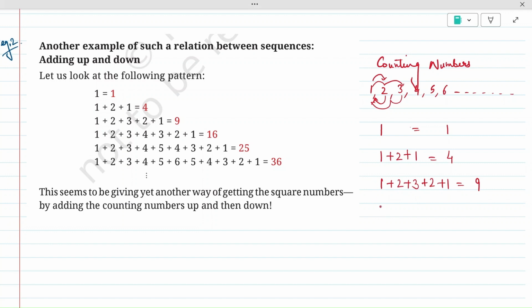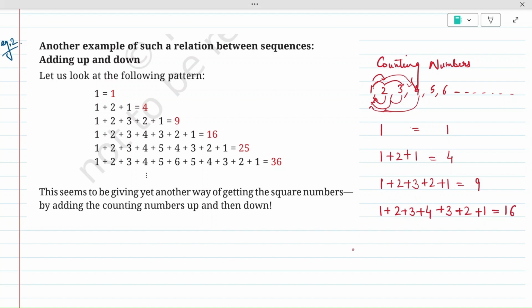Now, to get the next number, we will have 1 plus 2 plus 3 plus 4. Now, we will go till this 4 and then again we will come back. So this is 1 plus 2 plus 3 plus 4 and then back, plus 3 plus 2 plus 1. This will give us 16.